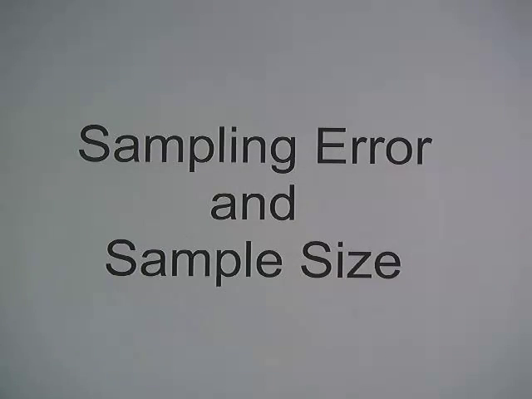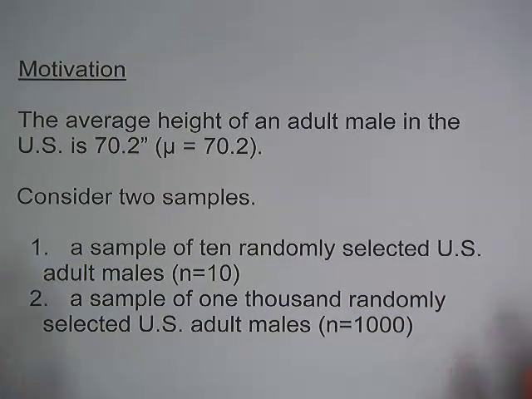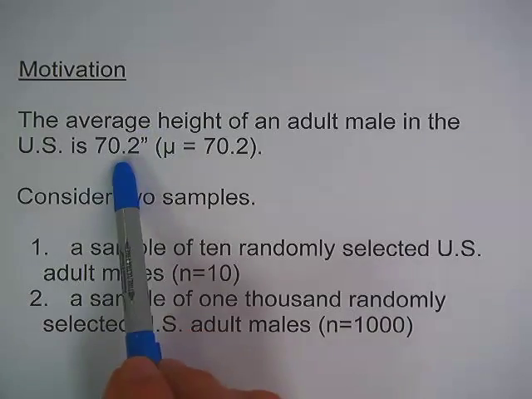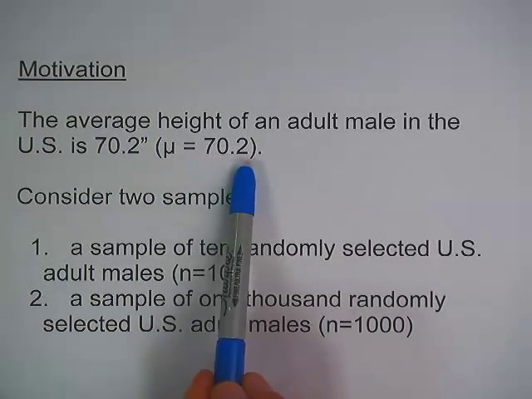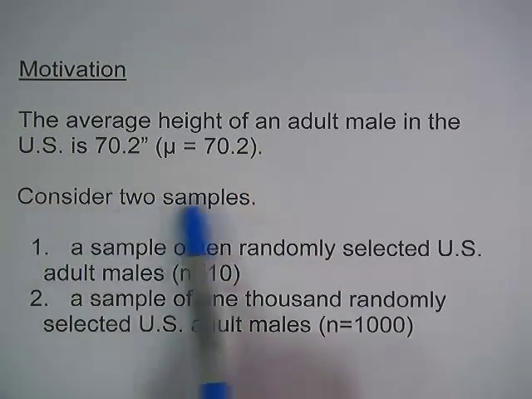Hi, this tutorial covers sampling error and sample size. So let's start with some motivation here. The average height of an adult male in the United States is 70.2 inches. Since this represents the mean of a population, we're going to denote that as mu. So mu equals 70.2. Now that we've established this is our population mean, let's consider two samples.